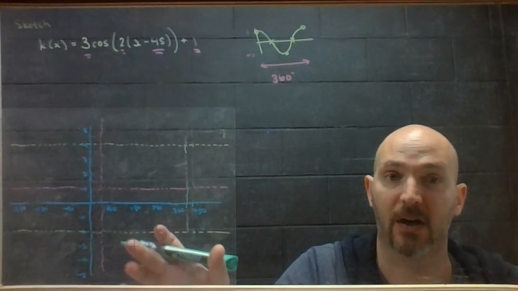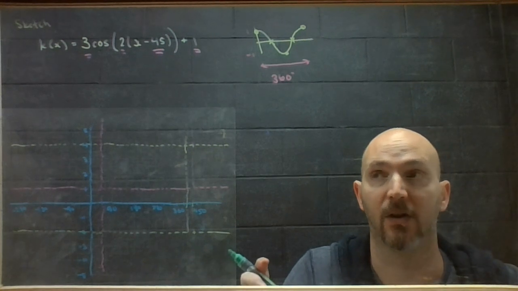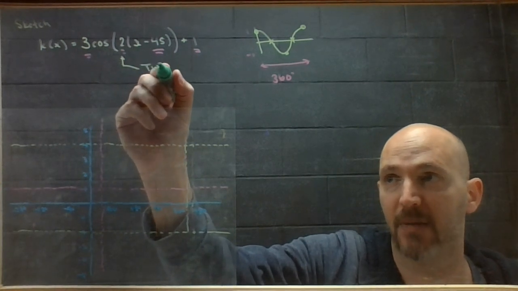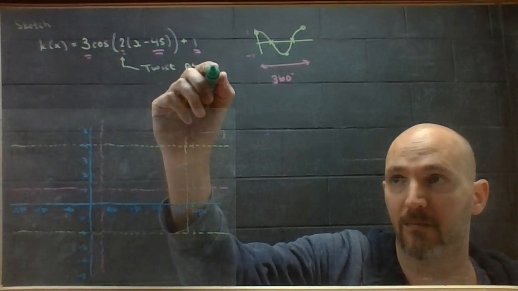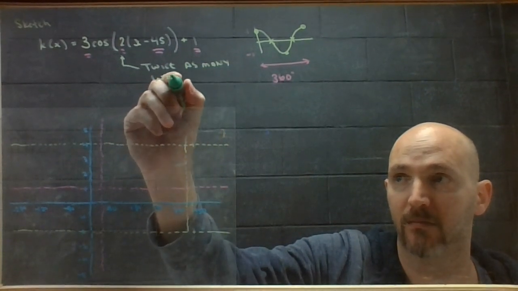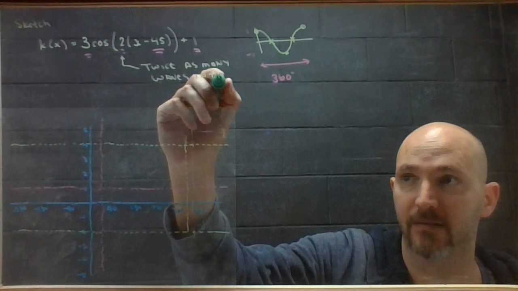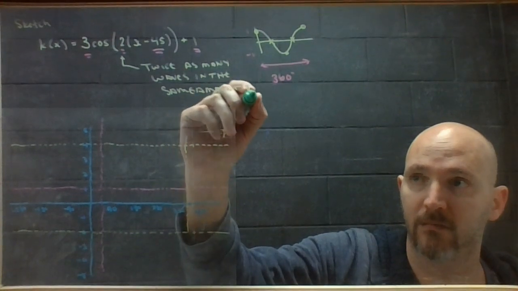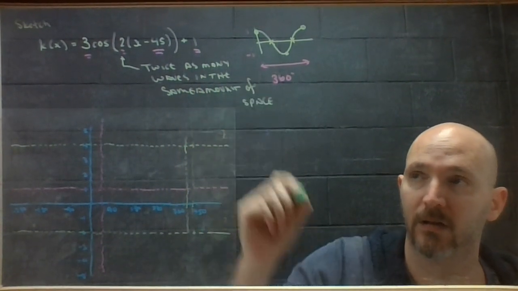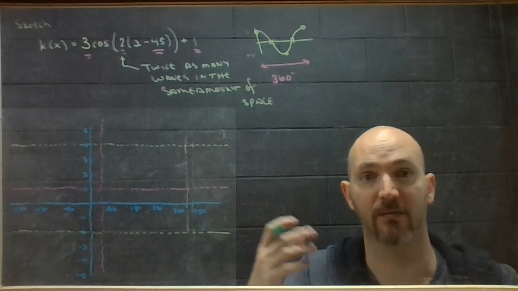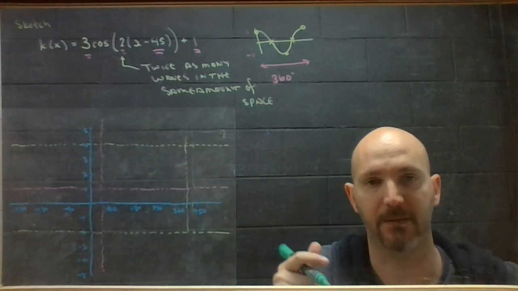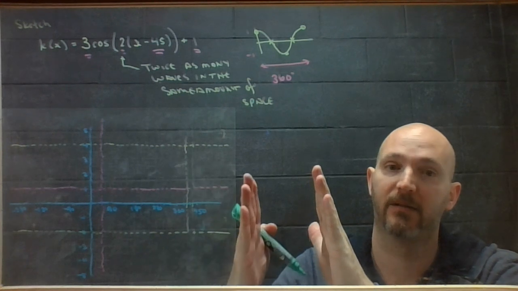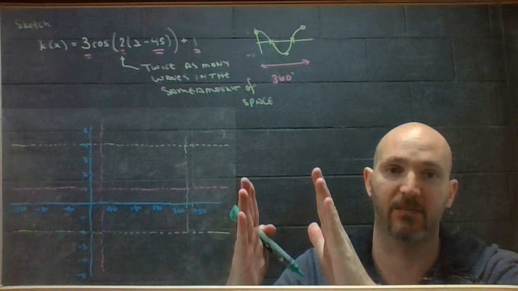Now that I've got that little box drawn in there that's 360 degrees long, I can think about this number. That 2 says there are twice as many waves in the same amount of space. That number there affects the speed of the function. The bigger this is, the faster the cycles happen. So if you have a wave that used to be this long and you make it twice as fast, it should be done its full cycle in not much space.